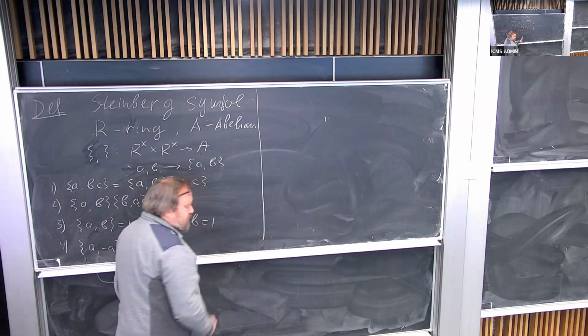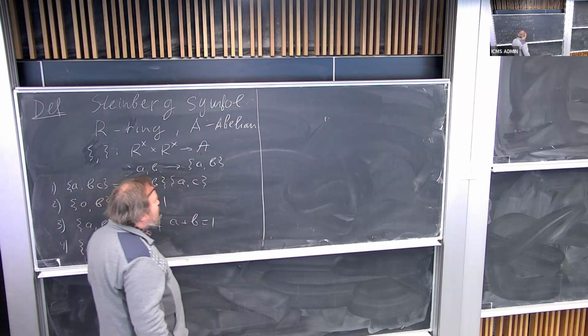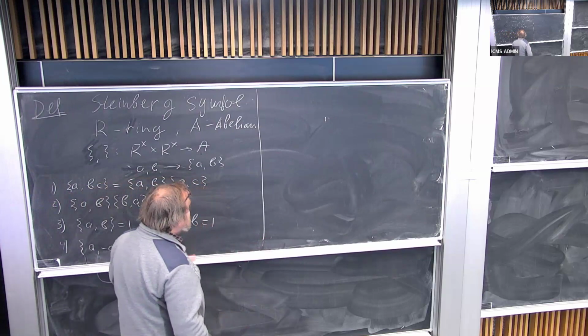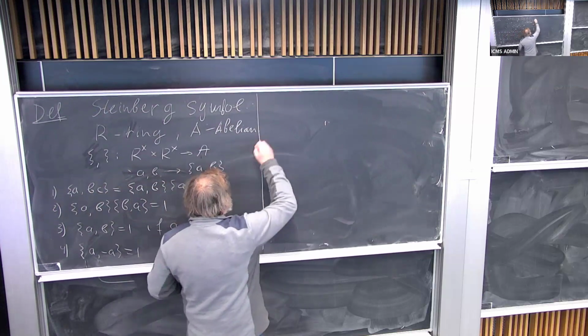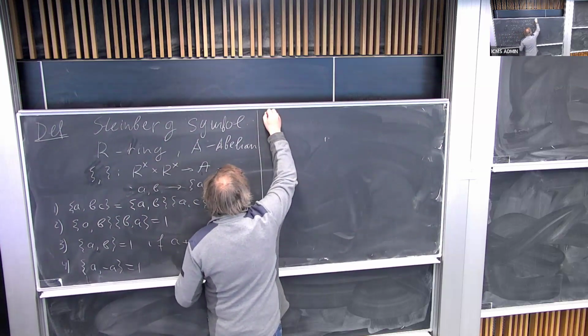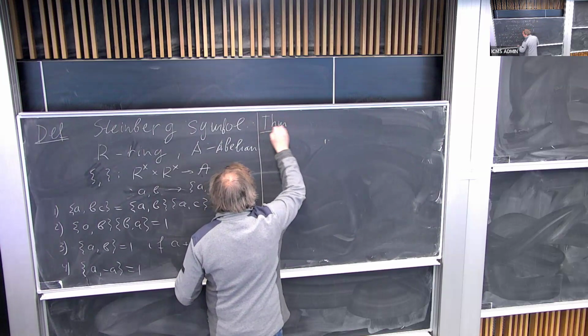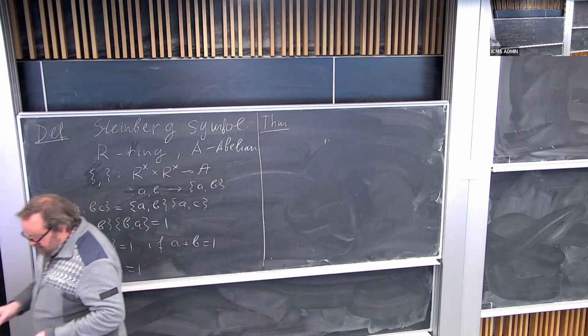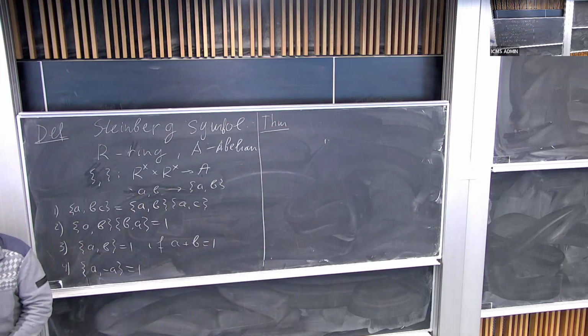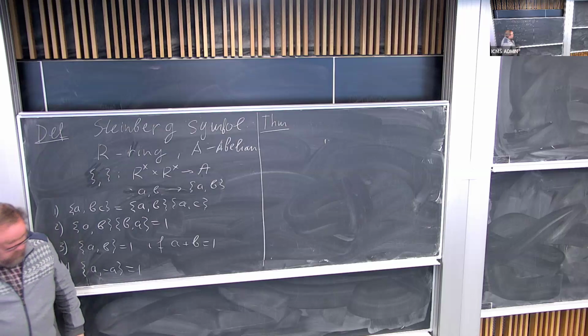So this is a symbol. I'll give plenty of examples, but not now. Now this is the definition, then the theorem. The theorem is the following: suppose we have a quiver.